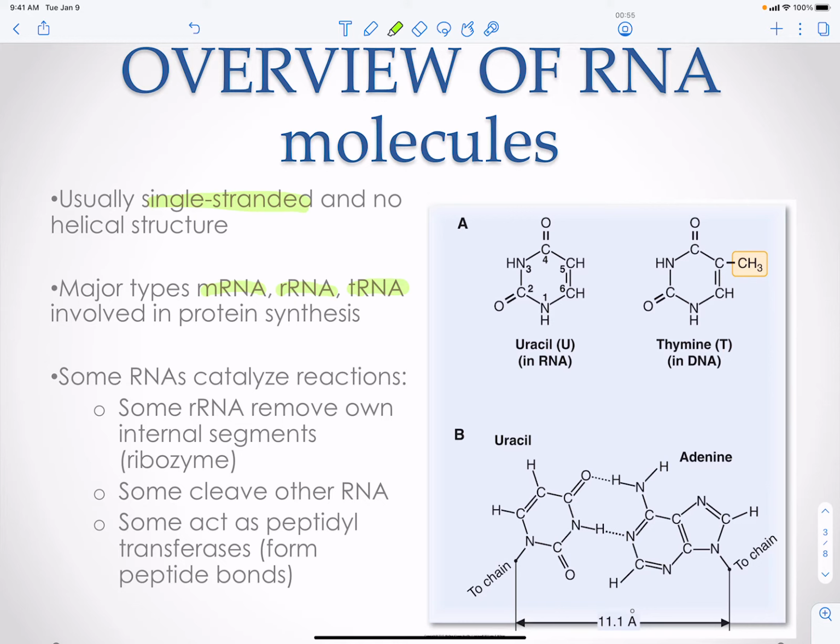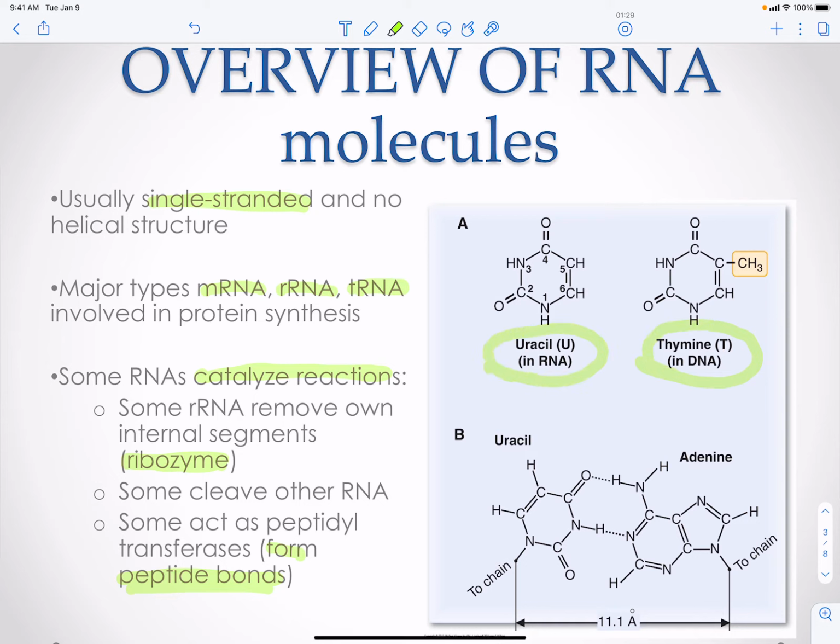We also have RNAs that can be enzymes, so they can catalyze reactions. We have RNAs that are going to remove internal segments, and these are known as ribozymes. We also have some that are going to be important in modifying RNA molecules and cleaving RNA molecules, such as transfer RNA. And some are going to be transferases that are going to help to form those peptide bonds in your proteins.